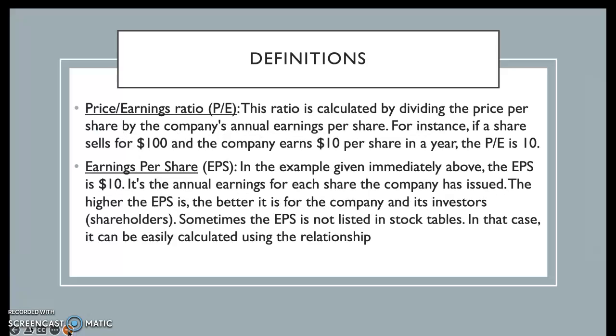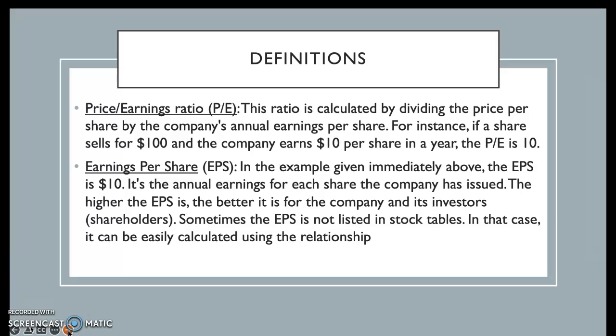The price to earnings ratio. This ratio is calculated by dividing the price per share by the company's annual earnings per share. For instance, if a share sells for $100 and the company earns $10 per share in a year, the price to earning is $10.